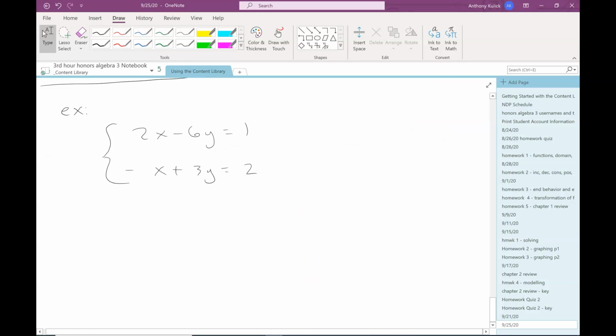Okay, so let's say we have the system 2x minus 6y equals 1, and then negative x plus 3y equals 2. So take a moment and look at this for a minute and see if you can tell why just by looking at this, we would know that we have no solution. Yes.